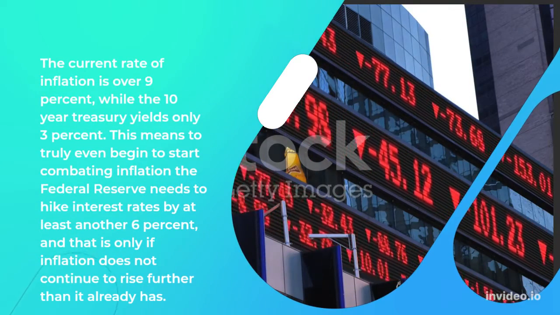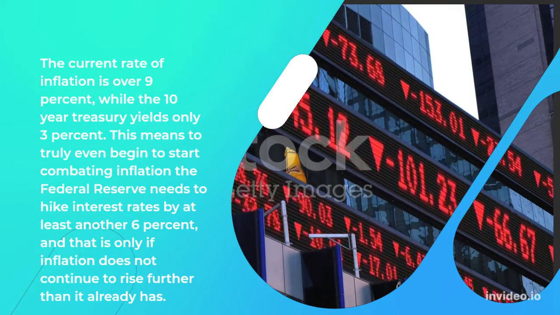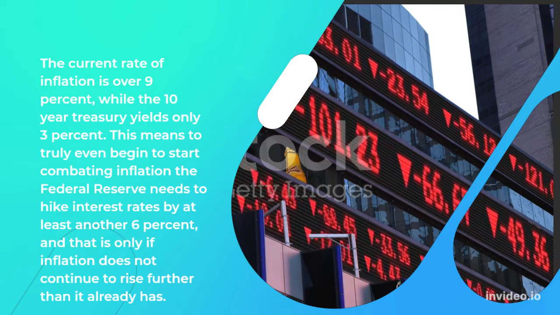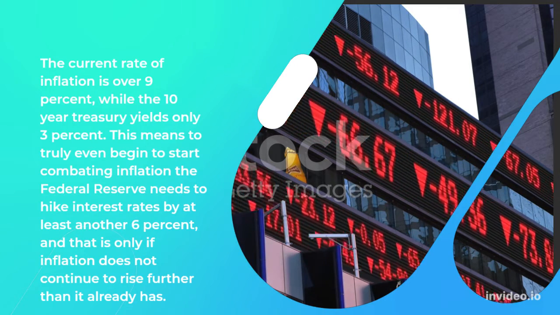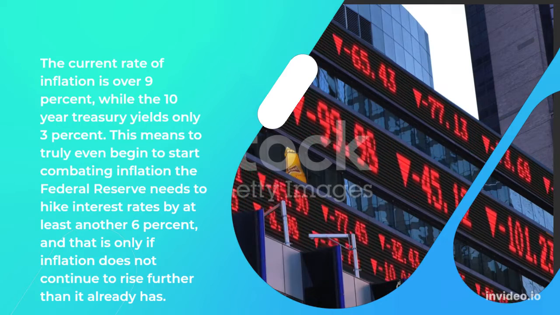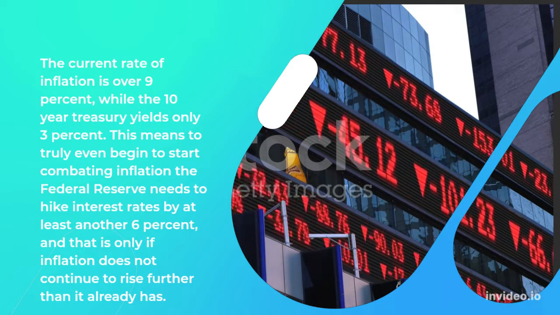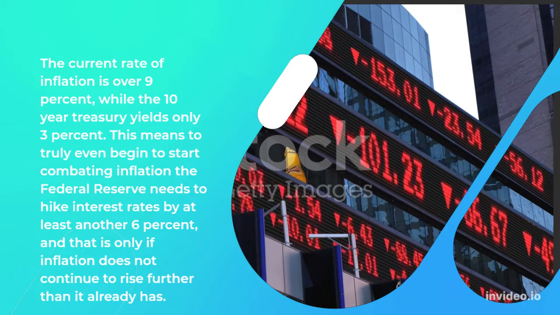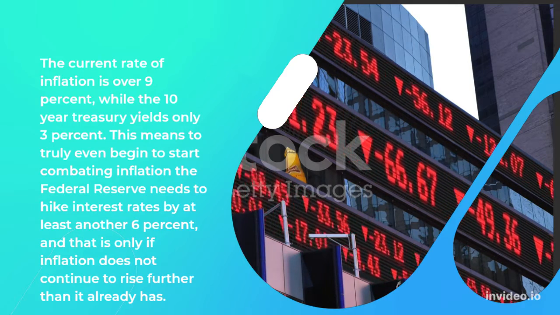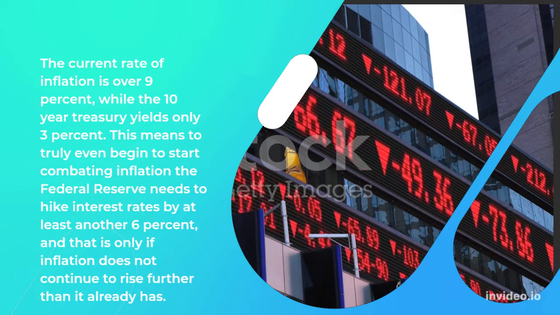The current rate of inflation is over 9%, while the 10-year Treasury yields only 3%. This means to truly even begin to start combating inflation, the Federal Reserve needs to hike interest rates by at least another 6%, and that is only if inflation does not continue to rise further than it already has.